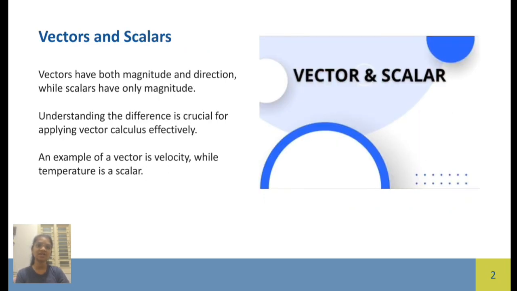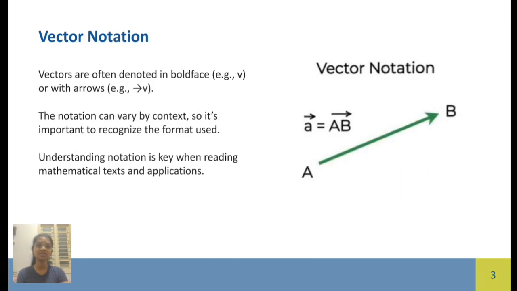Vectors and scalars. Vectors have both magnitude and direction, while scalars have only magnitude. Understanding the difference is crucial for applying vector calculus effectively. An example of a vector is velocity, while temperature is a scalar.